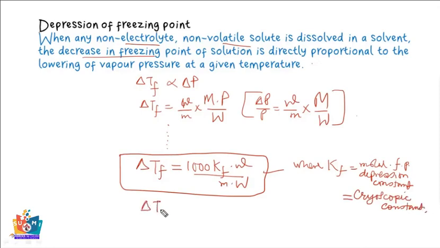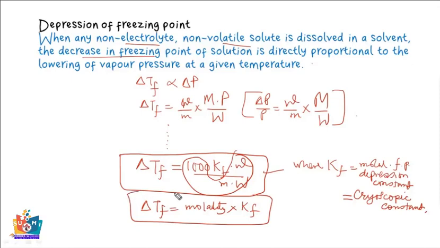This can also be written as delta TF equal to 1000 into small w divided by small m, capital W, which is the expression of molality. So delta TF equal to molality into KF. This expression is also equally useful. You can define KF in a similar manner as you did in the case of KB.